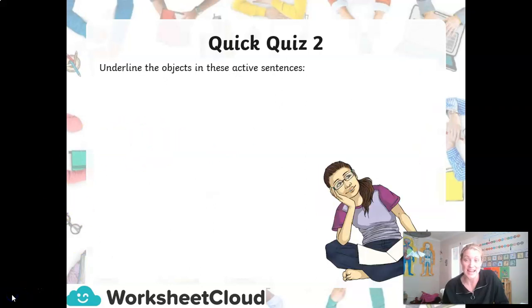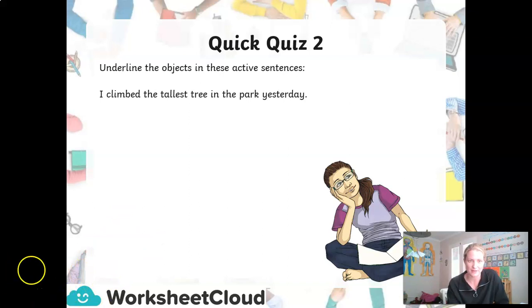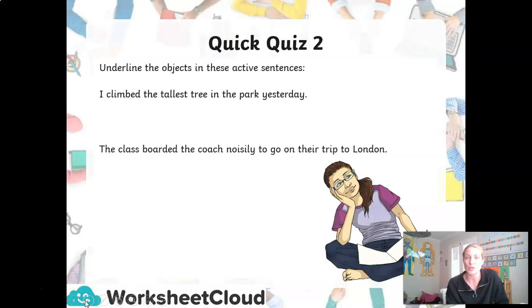Okay, so for this next quick activity, I want you to see if you can write out and underline the objects in the following active sentences. So here they are. I climbed the tallest tree in the park yesterday. The class boarded the coach noisily to go on their trip to London. We eat our lunch on the field in summer. So what are the objects? Underline them, write out the sentences and underline them.